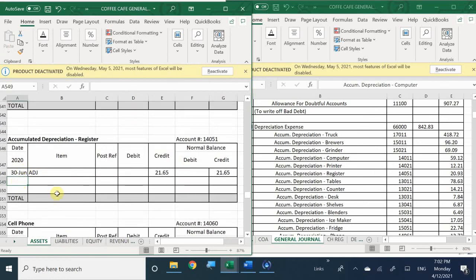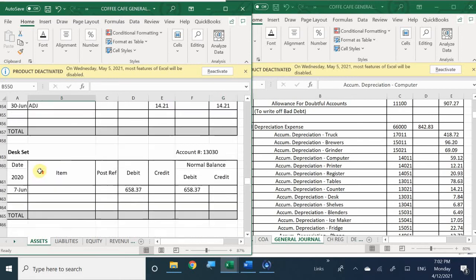Then next we have the register. Here we are, so 731. It's an adjustment, and it's for $20.93, which should bring our account balance to be $42.58. Okay.